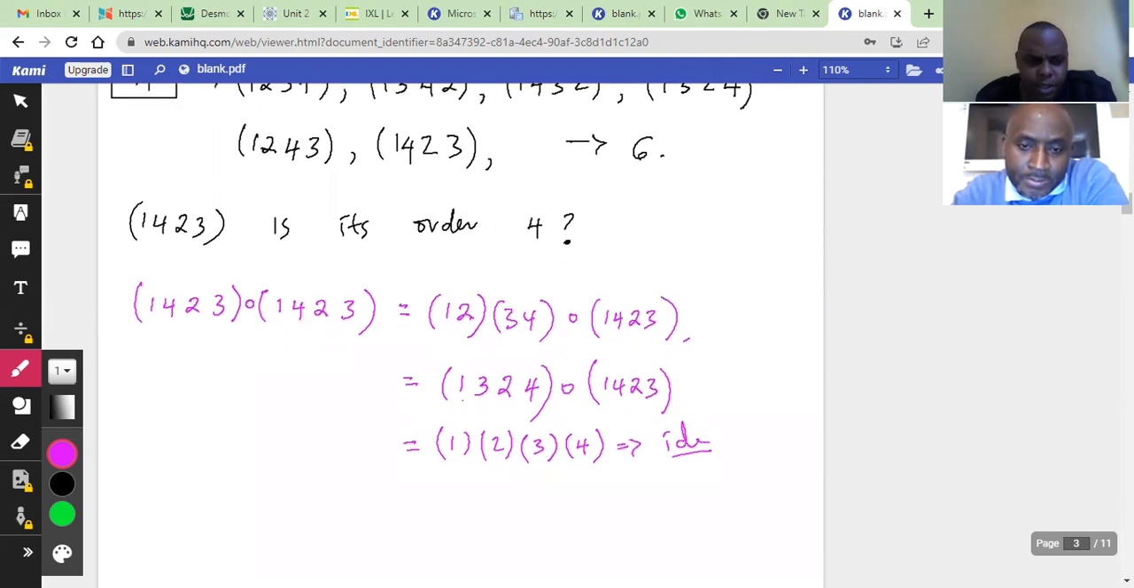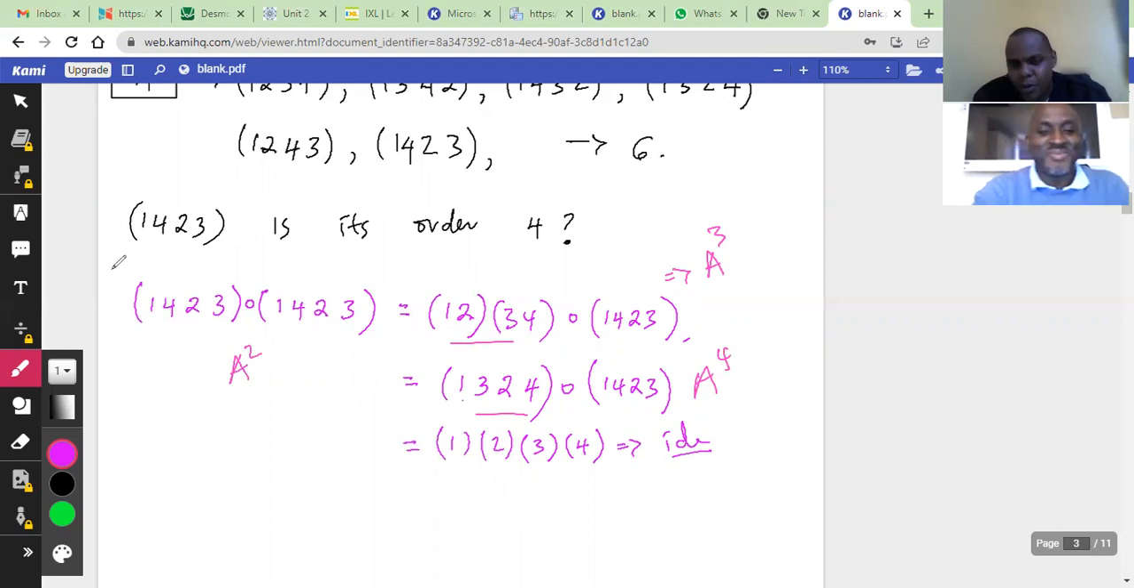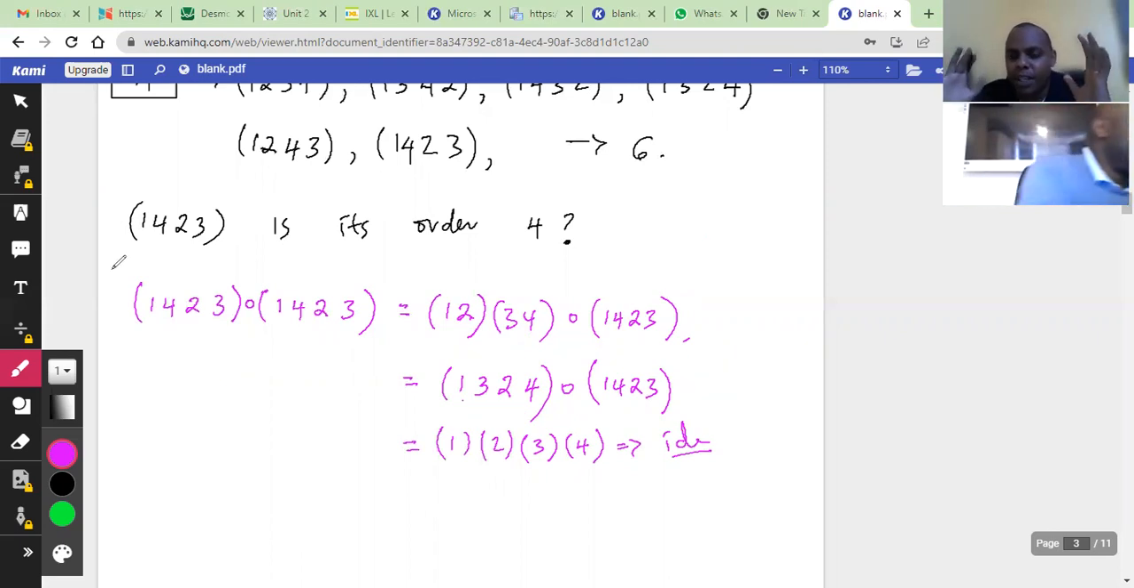So we just found out that this was a squared. A squared gave us this. And then we multiplied by a, so this was a cubed, which gave us this, and this was a to the power 4. So the order is indeed 4. We have done it 4 times to get the identity. So go out there.